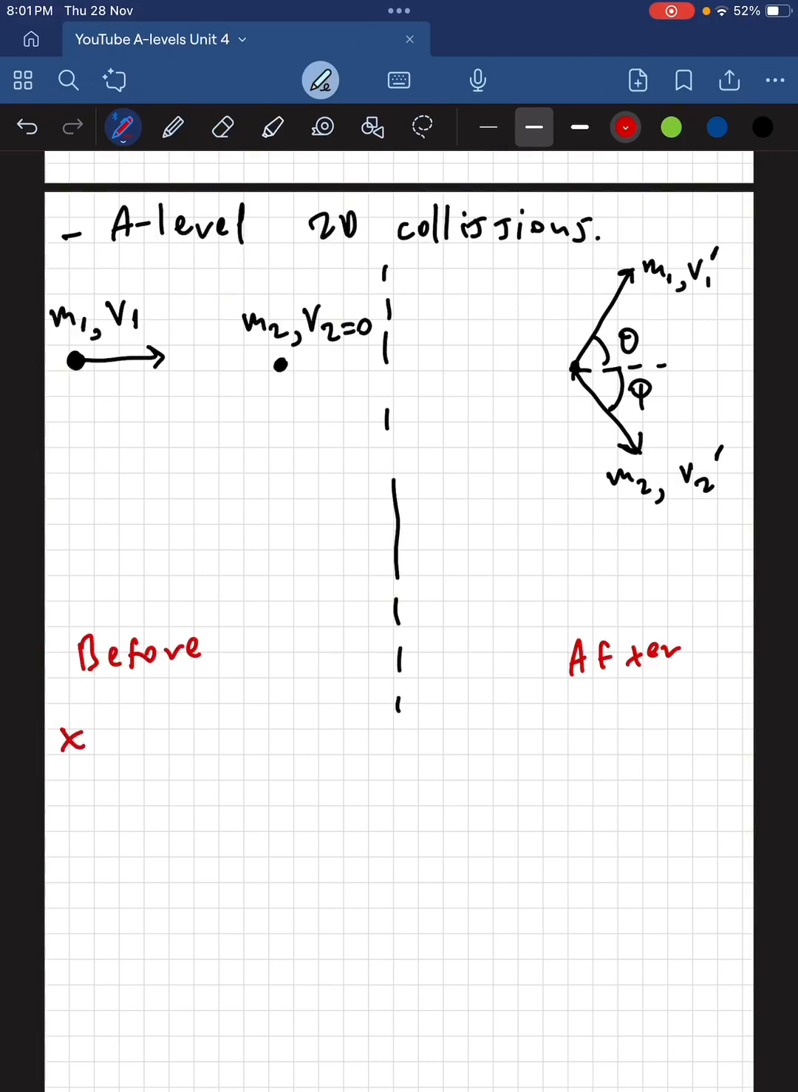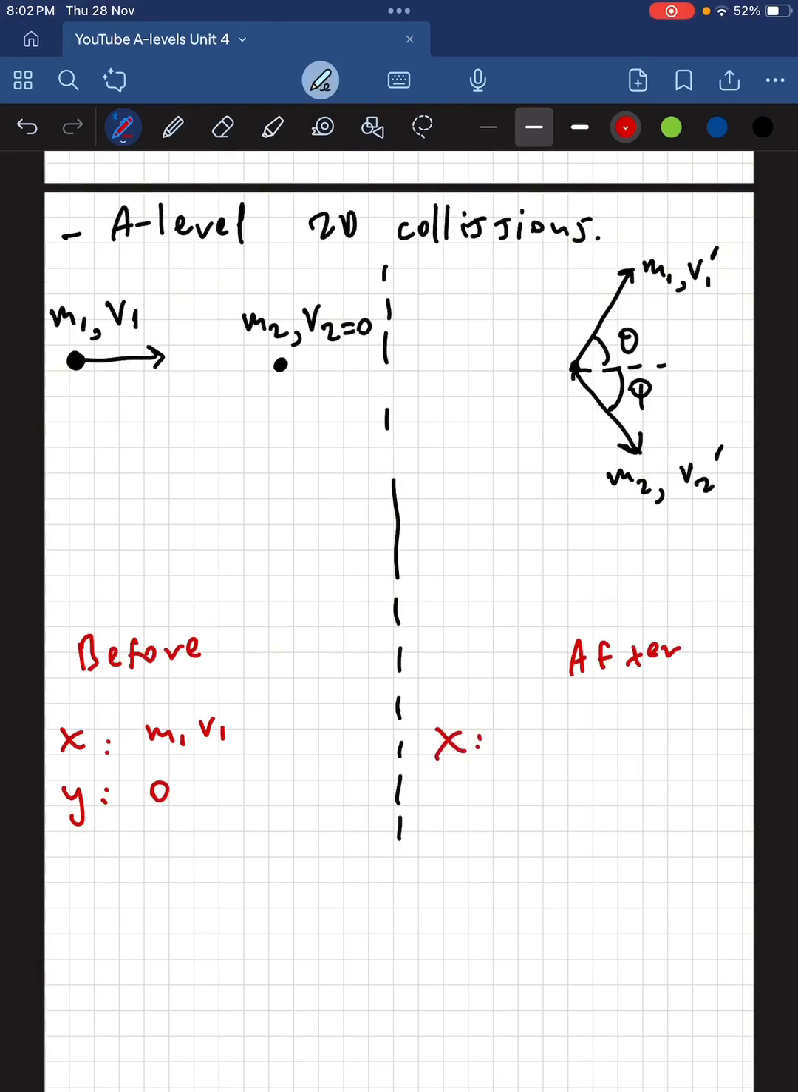So what's the x component of the momentum before? It's just m1 v1, because only this object has momentum and it happens to be in the x direction. This object has no momentum. And in the y direction, the total momentum is actually 0. There is nothing moving in this direction. Now, let's see what happens with the momentum afterwards.